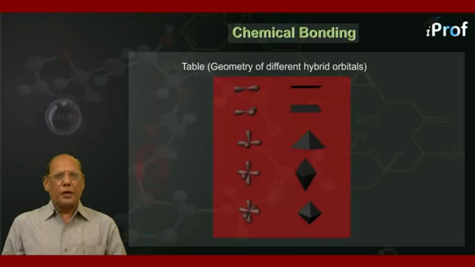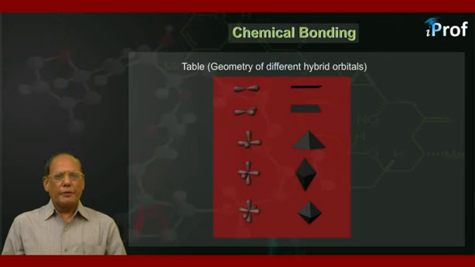In case of sp3d hybridization, five sp3d hybrid orbitals are formed, which are directed towards the five corners of a trigonal bipyramid, such that three are towards the three corners of an equilateral triangle and two are above and below the plane of the triangle, so that the equatorial angle is 120 degrees and the angle between axial and equatorial directions is 90 degrees.